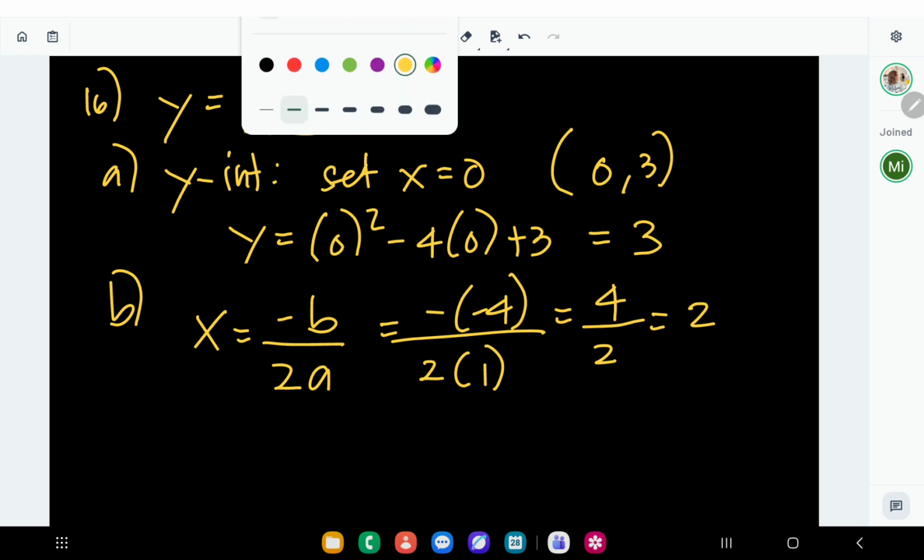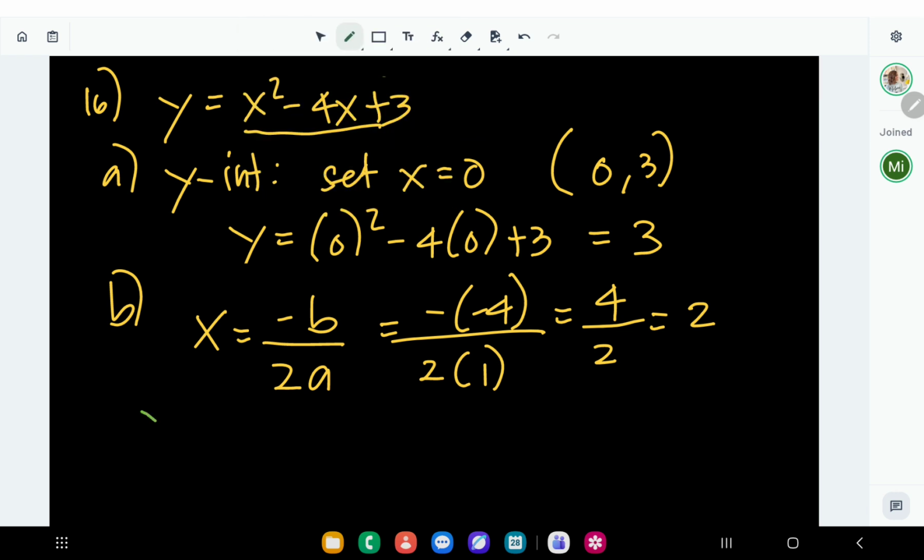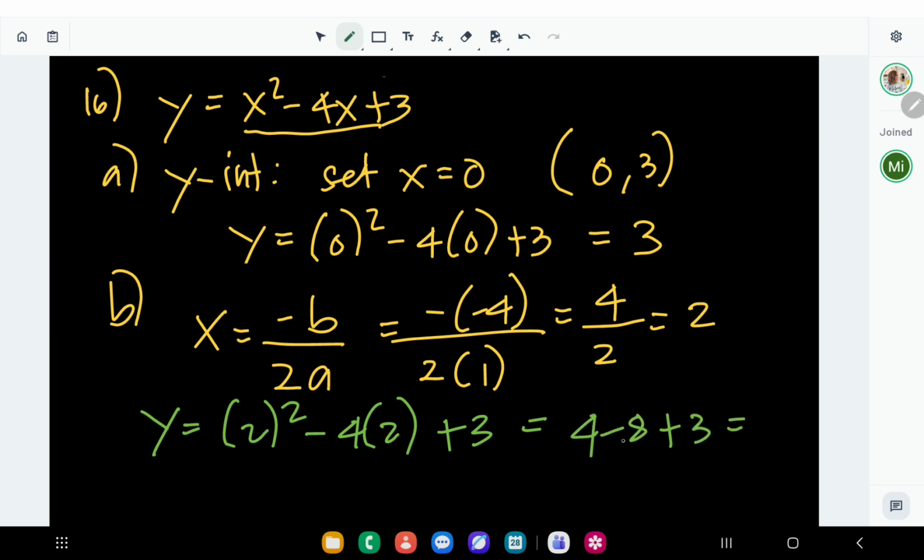So you have x now, then you can plug in x to the equation. So this is y equals 2 squared minus 4 times 2 plus 3. The axis of symmetry is 2, negative of negative 4 divided by 2. Then you can solve for y. So this is 4 minus 8 plus 3. So this is negative 4 plus 3, which is negative 1. Therefore, the vertex is 2, negative 1. Okay, let me check.